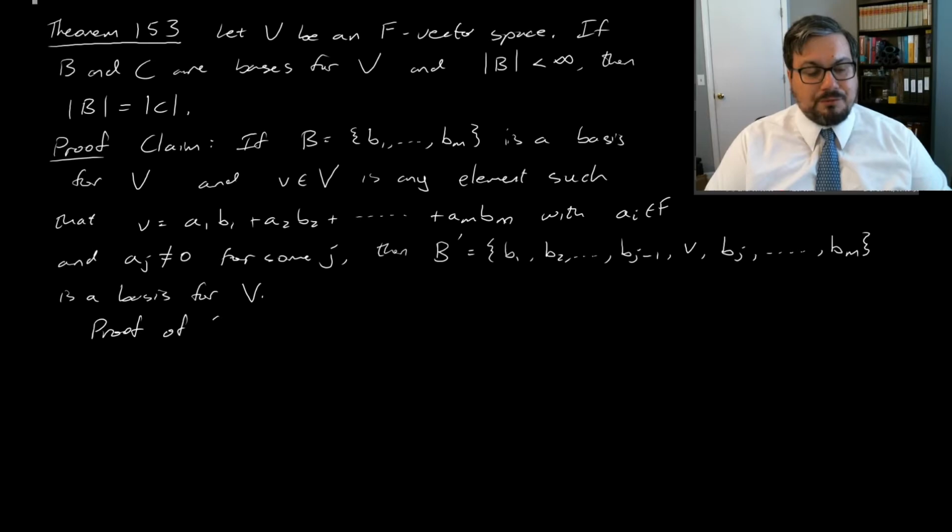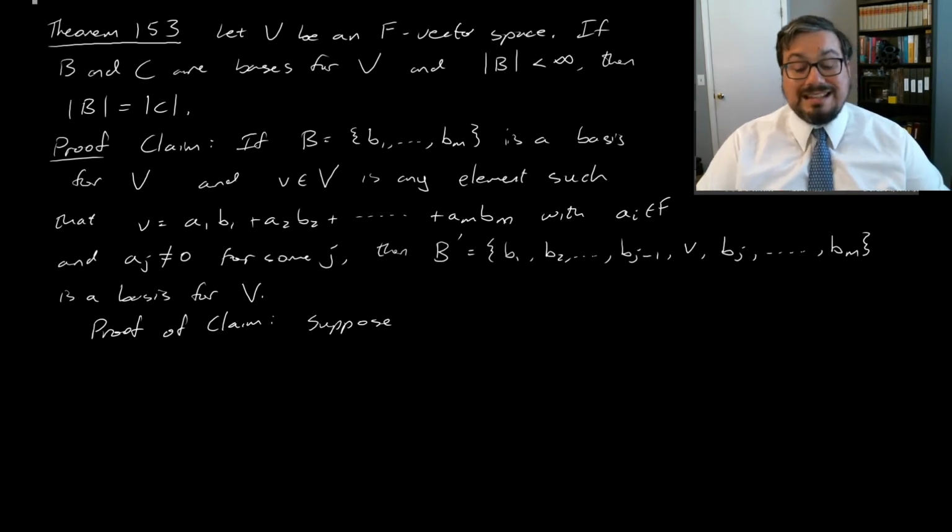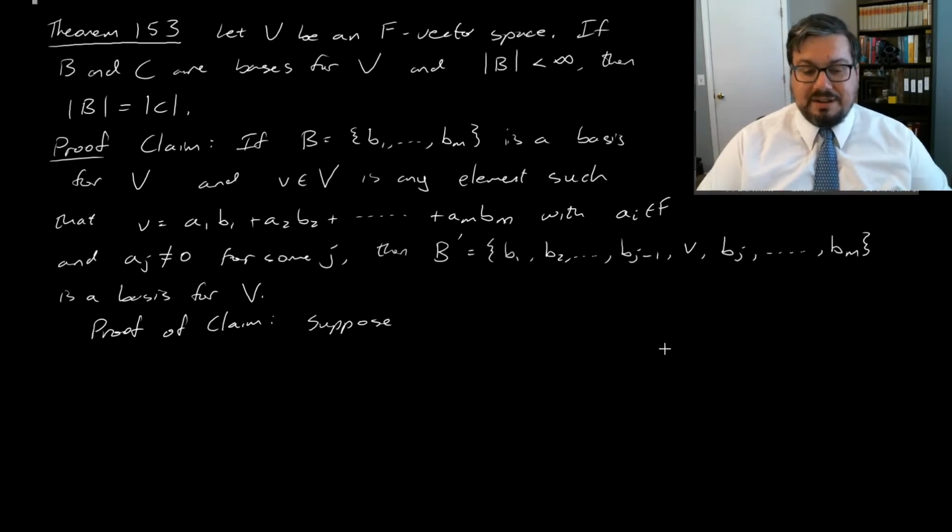All right, so let's see that this claim works. So the proof of the claim. We need to show that this new set B prime is linearly independent and spans all of V. So we're going to show linear independence first. So let's suppose that we've got a sum of elements of B prime that equal 0. Now the elements of B prime look like bi.